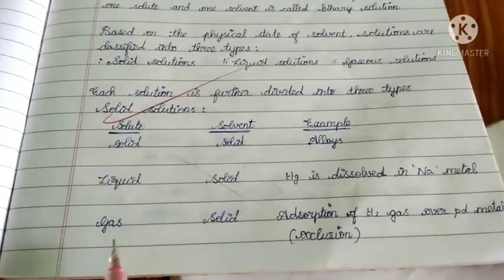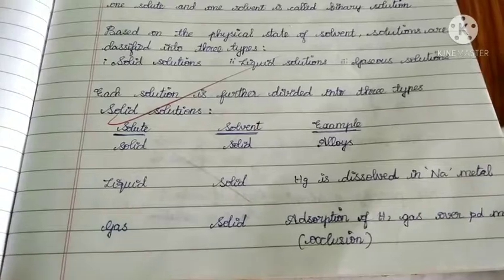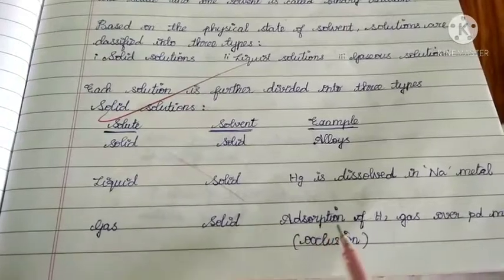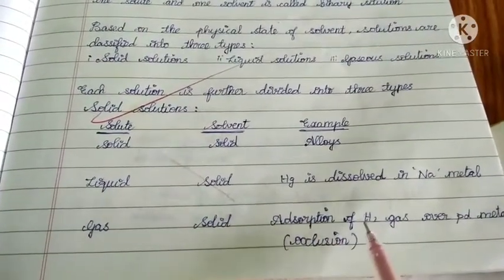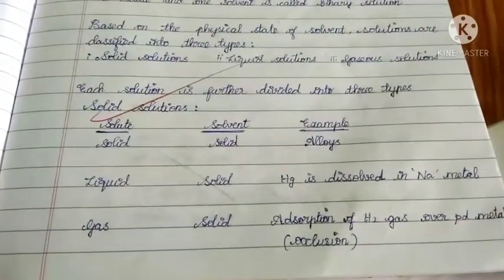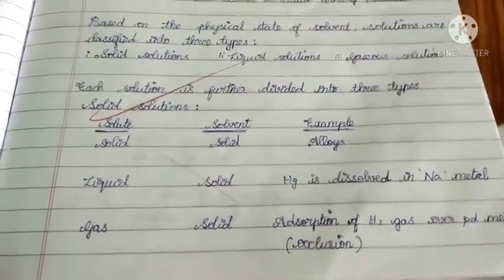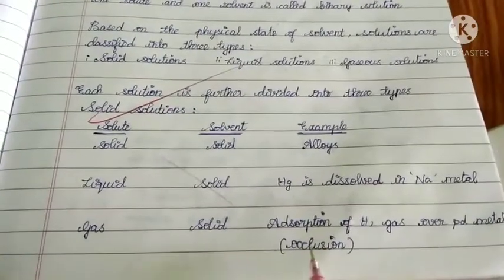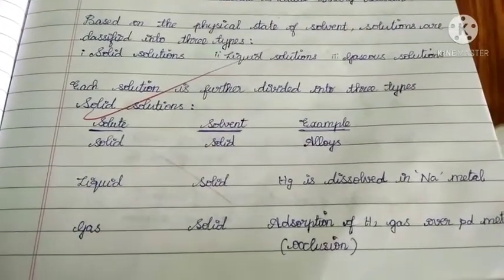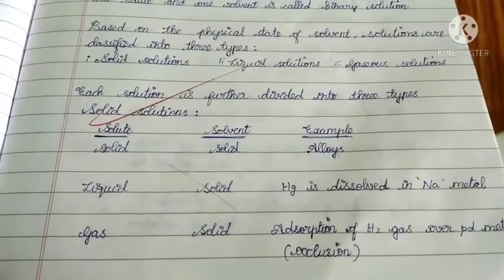Next, gas in solid. This is the last type in solid solutions. Gas in solid means the gas amount is less and the solid amount is more. Example, adsorption of hydrogen gas when it is passed through palladium metal or platinum metal. Then the hydrogen gas is absorbed on the surface of the metal. That process is called occlusion. This is an important definition for one mark. What is occlusion? Adsorption of hydrogen gas by palladium metal or platinum metal. That is called occlusion. In that process a solution is formed.